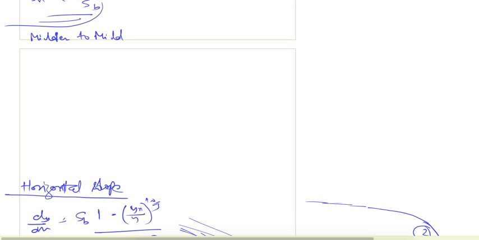Milder to mild means if this is the slope, this is our first slope, and the second slope is something bigger than this. Both are in the subcritical zone, but S1 here, and this is S2, so S1 is less than S2.